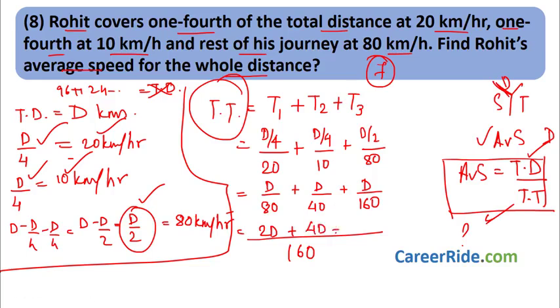We will have 4D plus 160 into 1, so 1 into D is D. What do we get? 4 plus 2 is 6, plus 1 is 7. 7D upon 160. This is the total time taken.